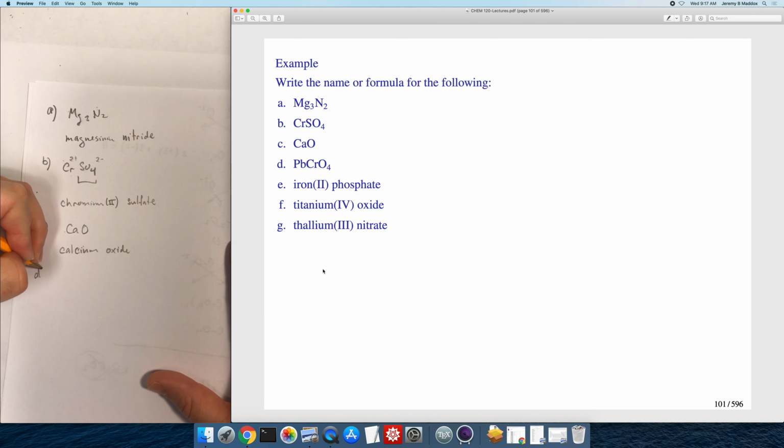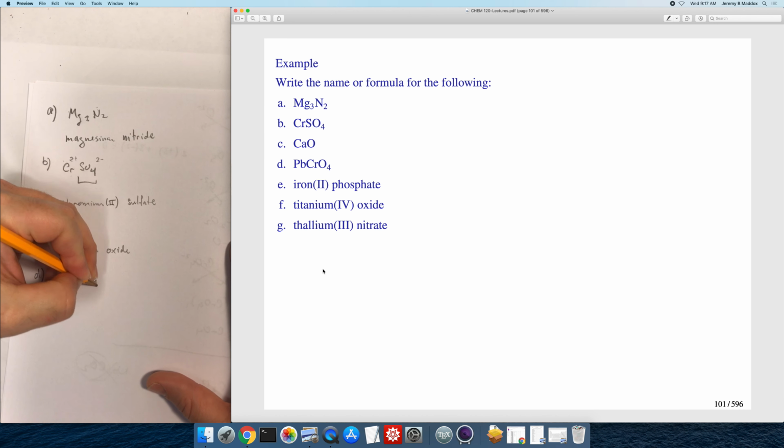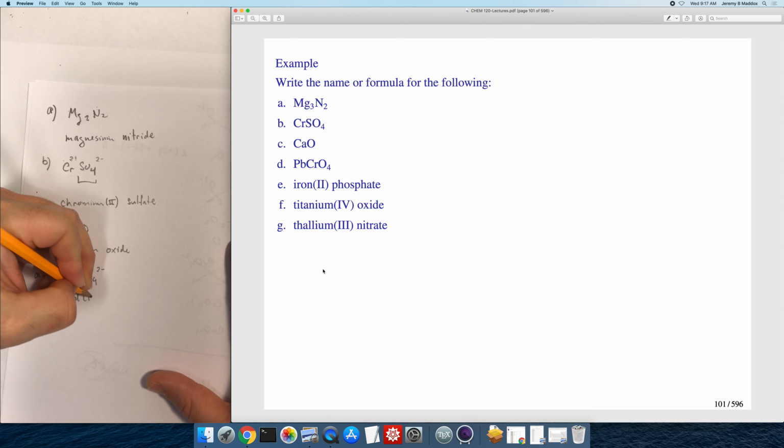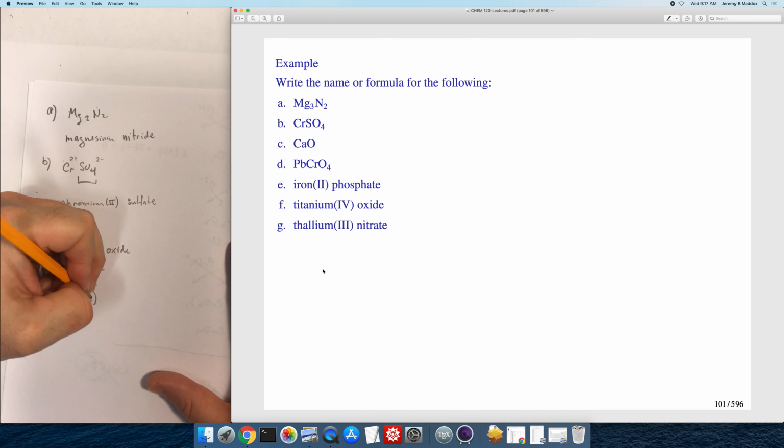For part D, we see that we've got lead, and then we need to recognize this as the chromate ion. Chromate has a -2 charge, that means that the lead, which has a variable charge, should be +2. And so we would call this lead(II) chromate.